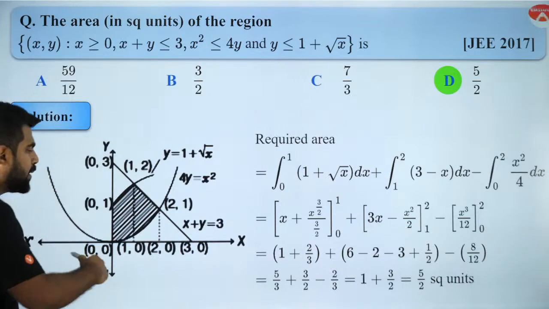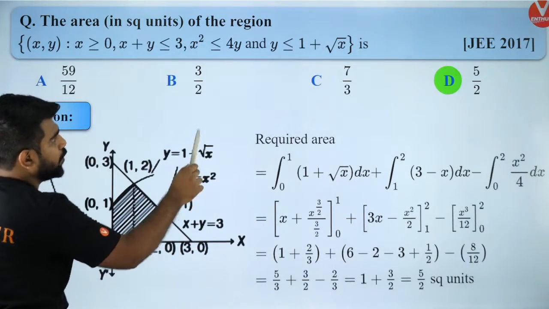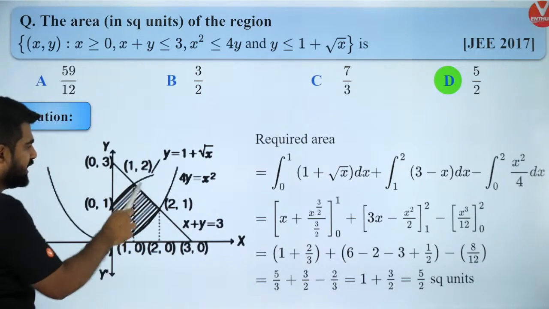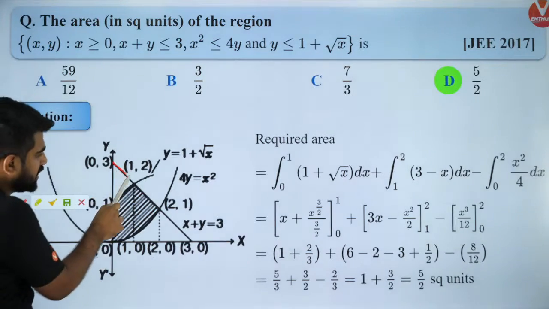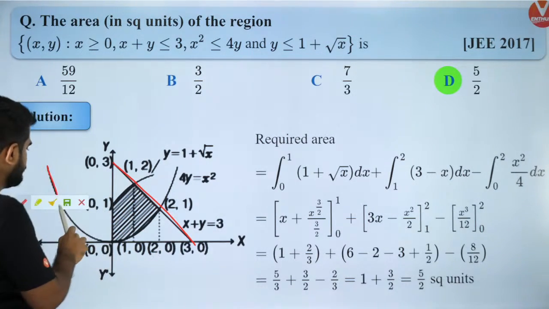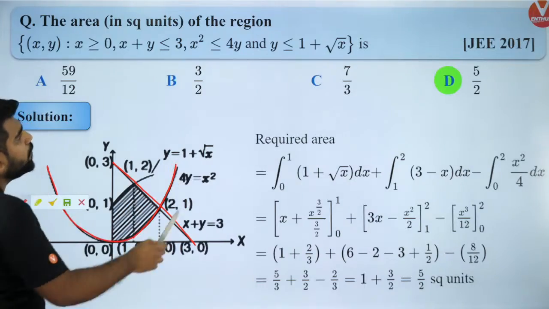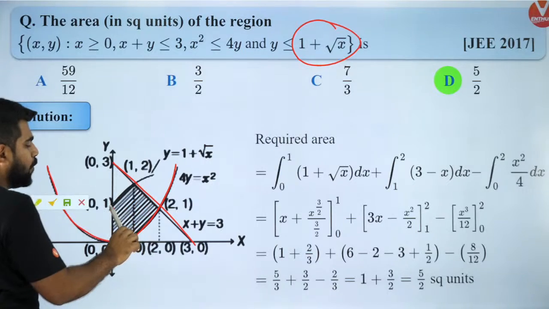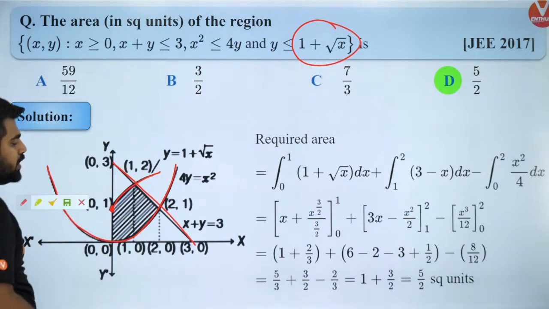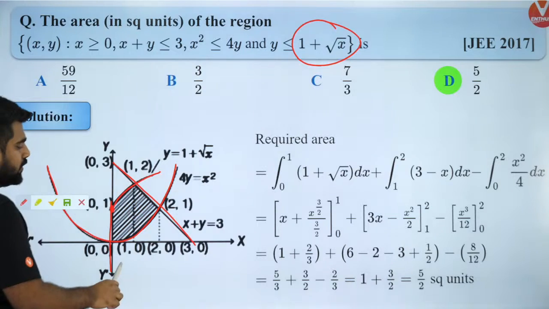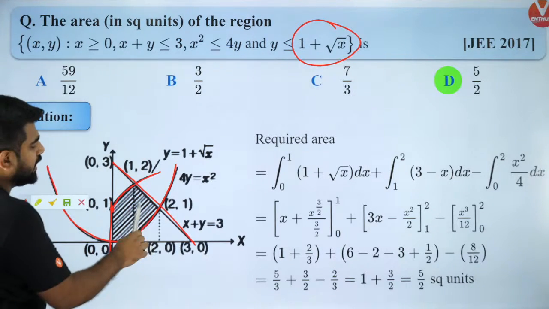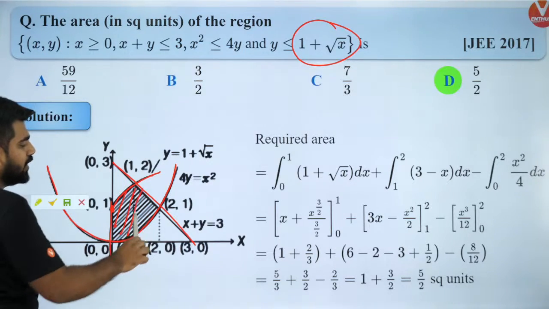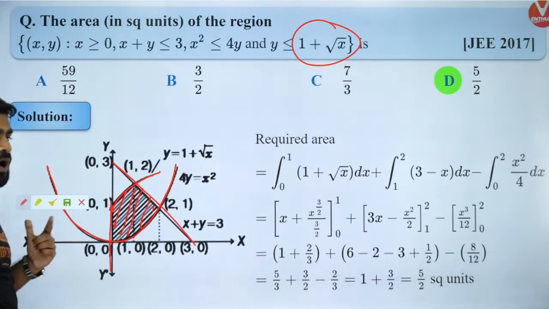So you have a parabola which is x square equal to 4y. Then you have a straight line which is x plus y equal to 3. So this is the straight line, and this is the parabola. And this is also a parabola, but it will be half of a parabola starting from 1. So that is the third equation. Then we need to find the area enclosed between these curves, starting from x equal to 0. So this is the region whose area I need to find out.